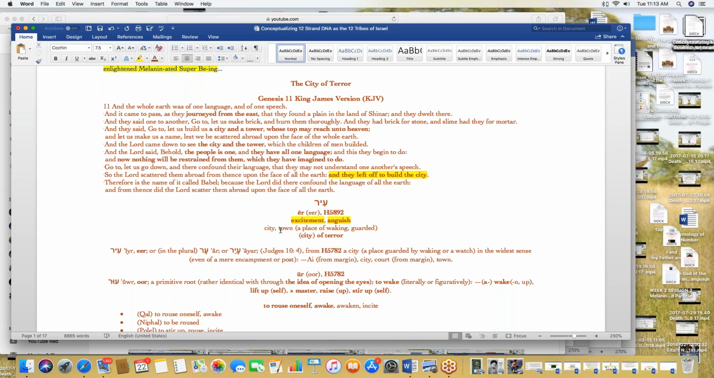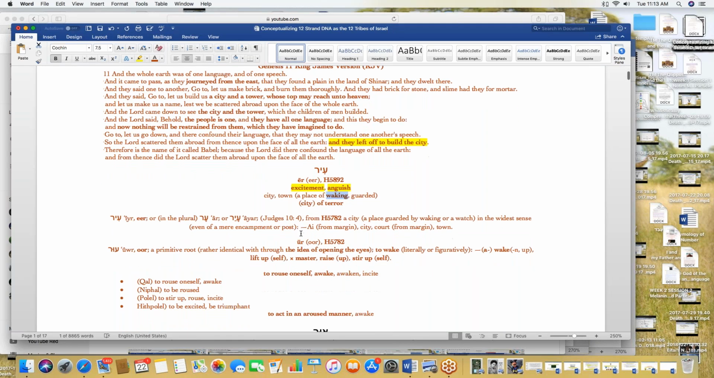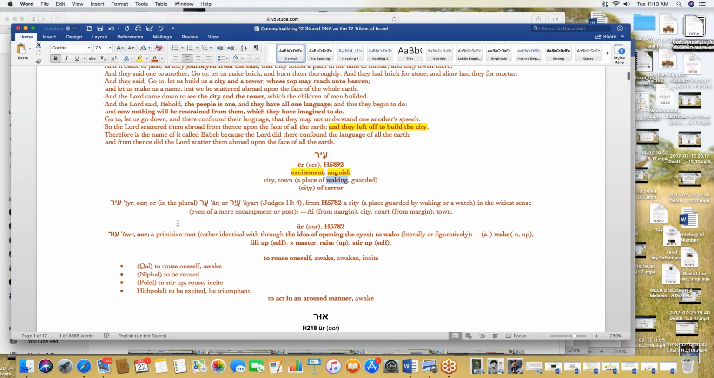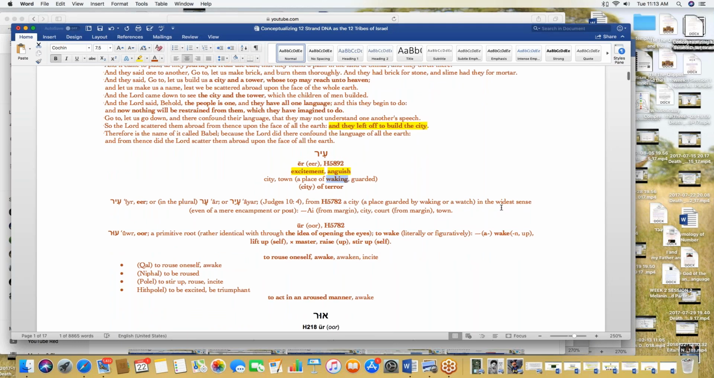It's translated as city, town, a place of waking. Of waking. Y'all got to hear that. And something that is guarded. It also means city of terror. Follow with me now. It says it's from 5782, a city, a place guarded by waking or watching in the widest sense.